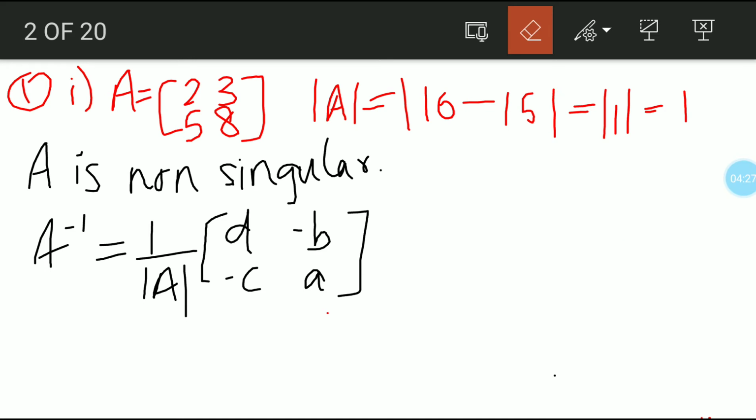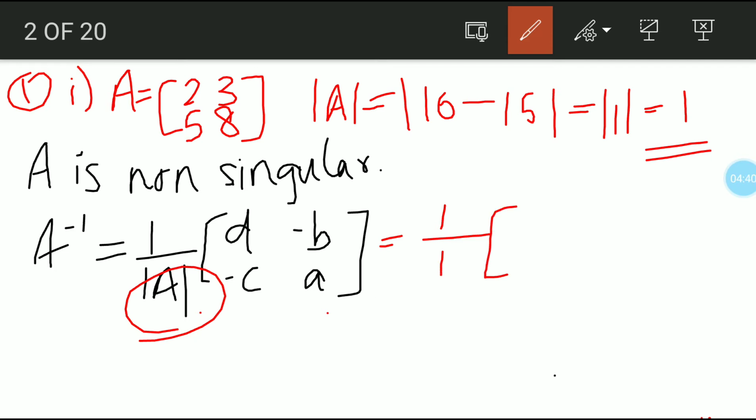So now what we have to do is just simply put the values here. Now this modulus of A, just now we found that it is 1, right? So 1 by 1 into the matrix 8, minus 3, minus 5, plus 2. Minus 3, sorry, I had written the wrong value.